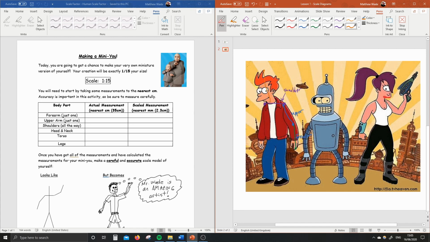So that's like this, okay? That's your head and neck together. Okay? Head plus neck. Measure that too. Next thing is your torso. Now, here's what I mean by your torso. When you're doing your torso, it's your top half.